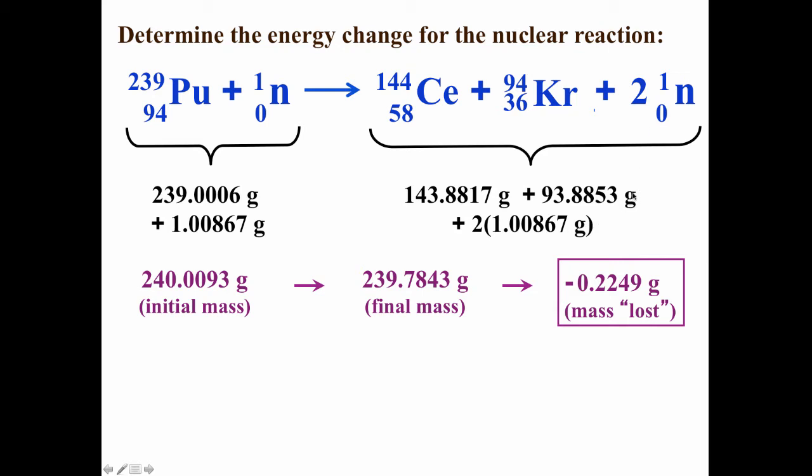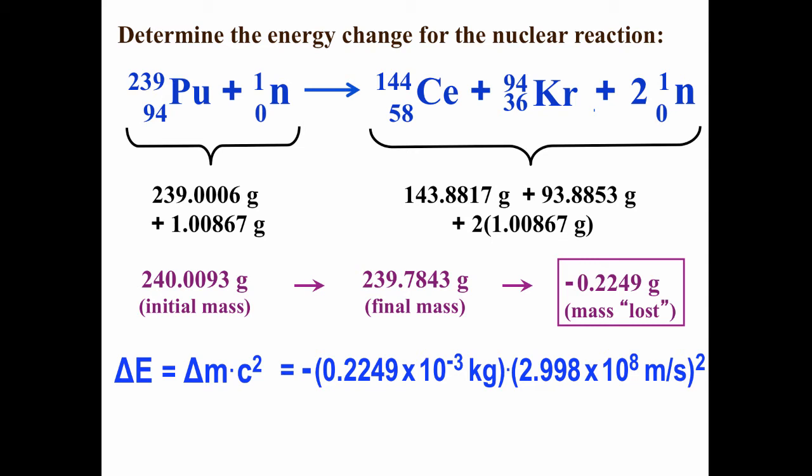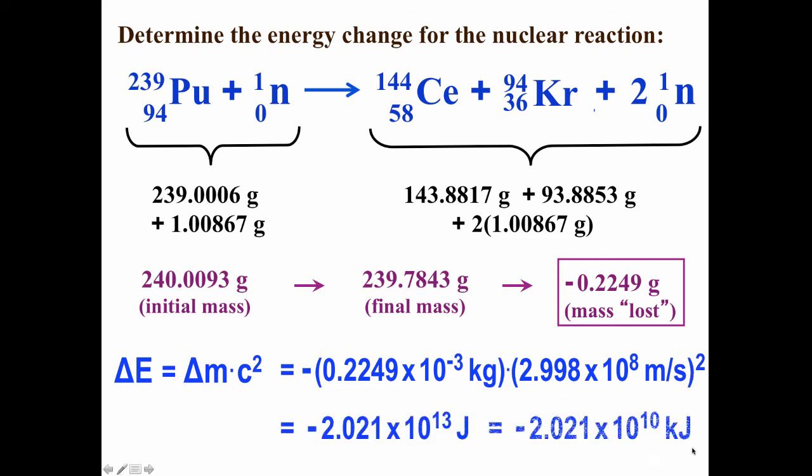Notice that grams per mole values are the same as AMU per nucleon or per particle. So this gives us 0.2249 grams of mass lost, negative sign because the mass has gone down. And then to calculate the energy that is released by this process, we use the Einstein equation. And note, we have to do the mass change in kilograms if we would like to get joules, which is typical, because kilogram meter squared per second squared gives us joules. And these are big enough numbers that we sometimes turn them into kilojoules instead.